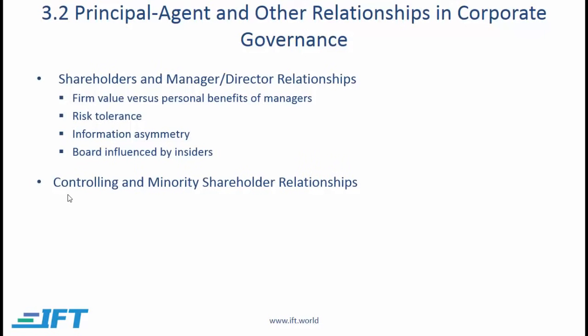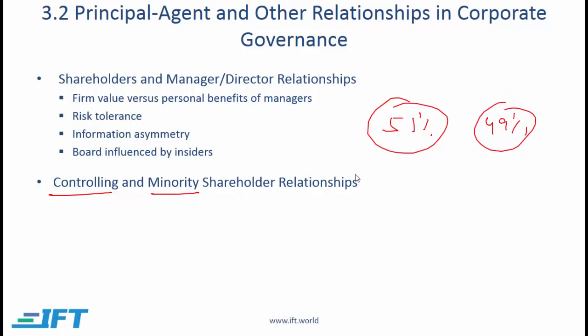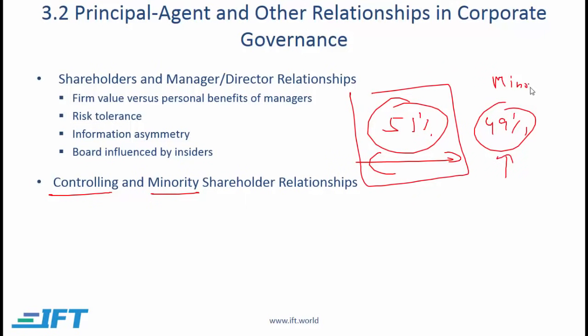Conflicts can also arise between controlling shareholders and minority shareholders. Now, consider a situation where a given shareholder has 51% of the votes and the minority shareholders have 49%. In this case, the controlling shareholders can vote in a way that benefits them and in a way that hurts the minority shareholders. The curriculum gives a couple of examples of how this can happen.